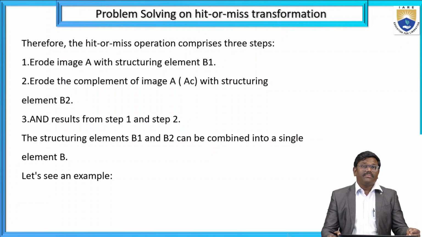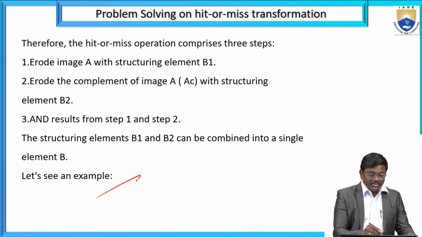Therefore, the hit or miss operation comprises three steps. Step number one is to erode image A with structuring element B1. Number two, erode the complement of image A with structuring element B2. And third step, apply the logical operation between the results from step 1 and step 2. The structuring elements B1 and B2 can be combined into a single element B.